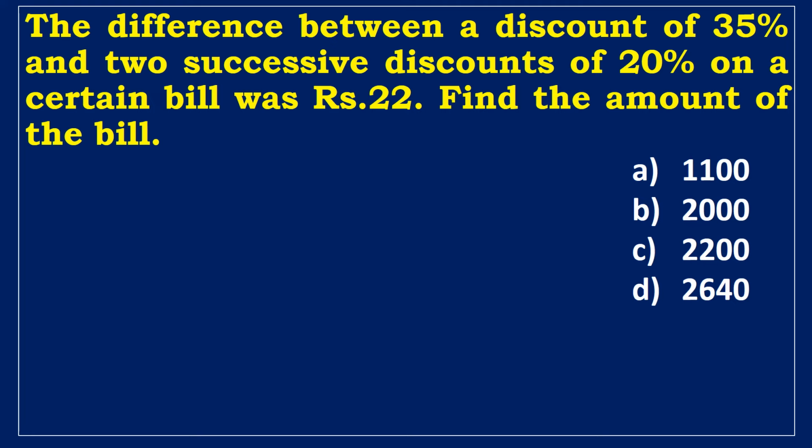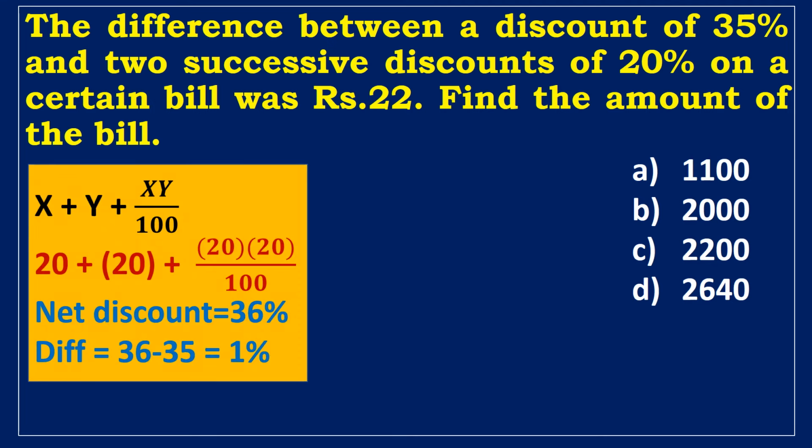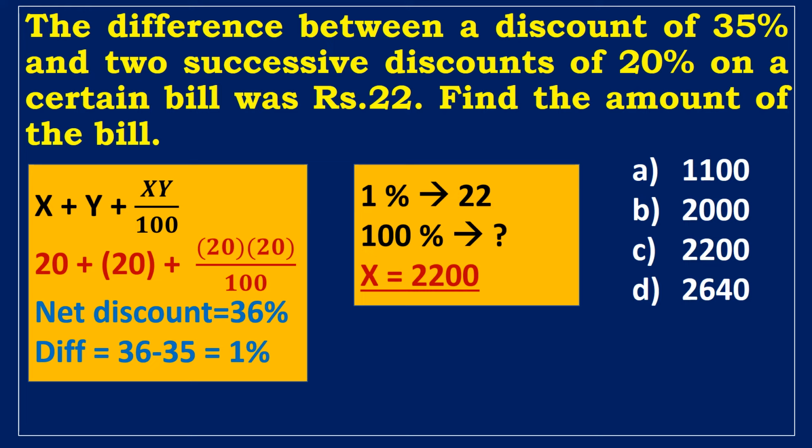To solve this problem, we must determine the effective percentage of two successive discounts of 20%. According to the effective percentage formula, the net percentage between two percentages is 20 plus 20 plus 20 into 20 divided by 100. As a result, we obtain a net discount of 36%. The difference between a discount of 35% and 36% is 1%. In this case, the 1% is 22, then the 100%, which is the amount of the bill, is 2,200 rupees.